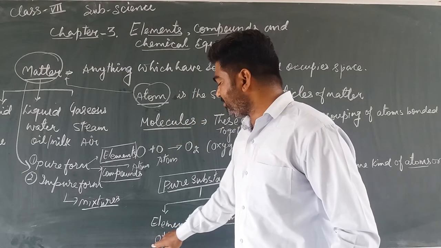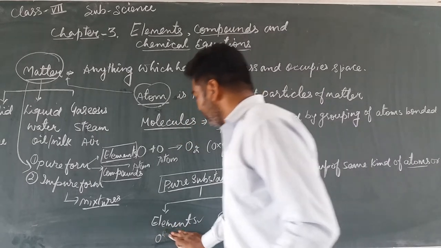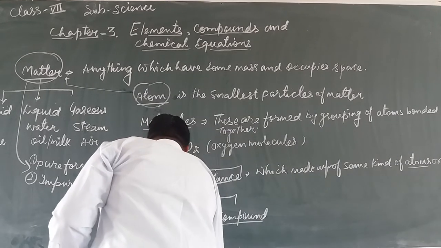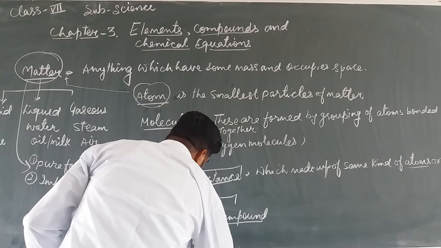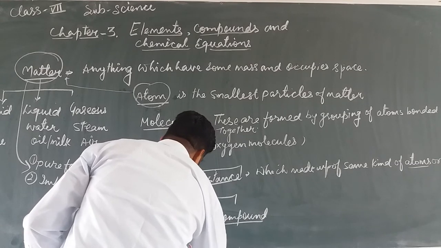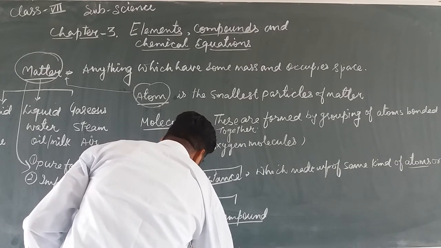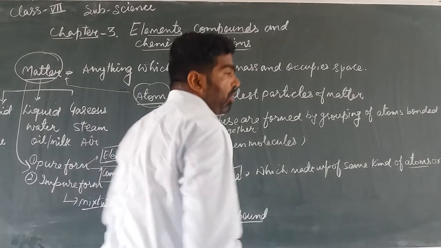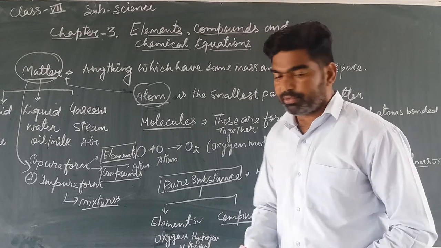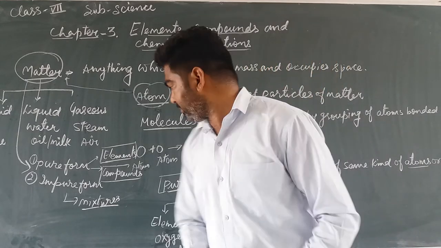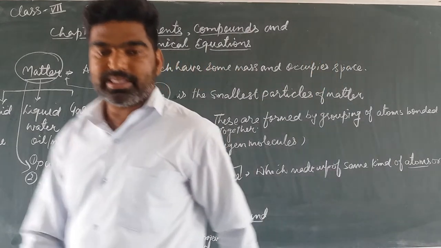Oxygen is made up of oxygen atoms. For example, oxygen, hydrogen, nitrogen, these all are examples of pure substances.